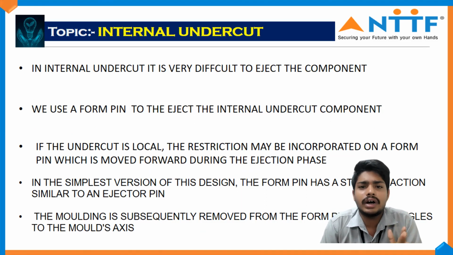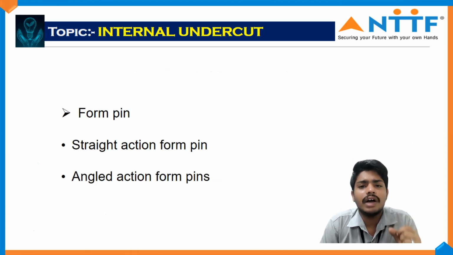If the undercut is local, the restriction may be uncovered on a form pin, which is moved forward during the ejection phase. The molding is subsequently removed from the form pin at a right angle to the mold axis. Now, there are various methods to remove the internal undercut components with a form pin. There are two types of form pin. First one is straight action form pin and second is angled action form pin.